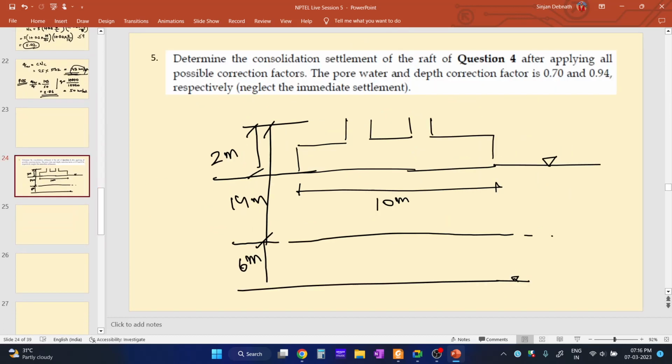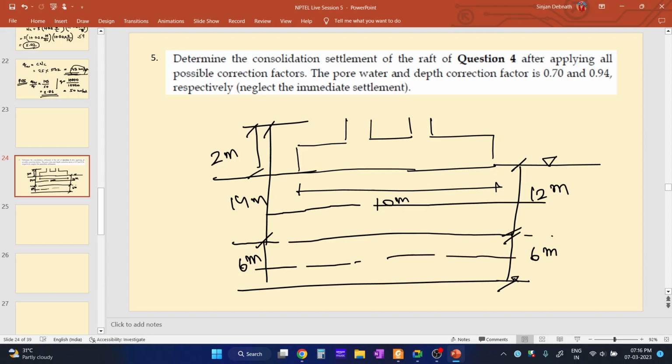How much is this thickness? It is 12 meter, and this one is 6 meter. We need to find out the settlements at the middle of these layers. What will be the thickness of the half portion? It is 6 meter, and this portion will be 3 meter. At the middle, we need to consider half of the thickness of the first layer and the second layer.